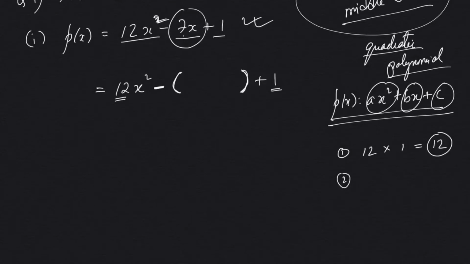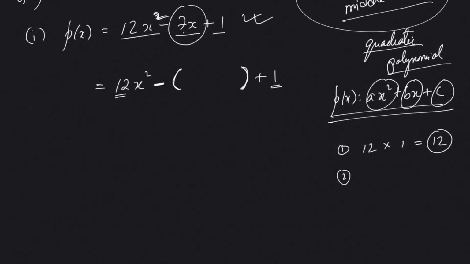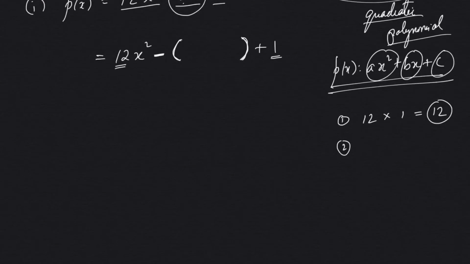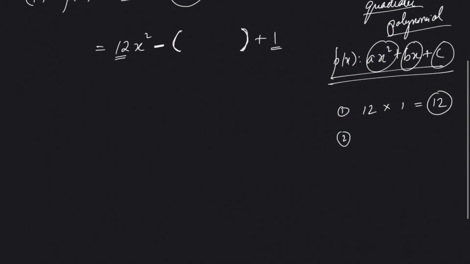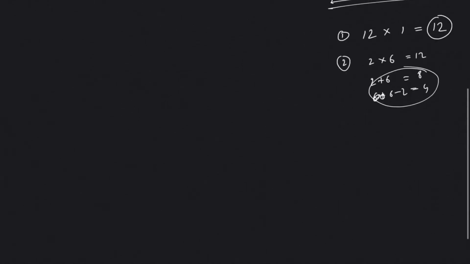I would advise students to follow this method. In that case, negative values should not be a problem. I have seen that some students do it directly, but they sometimes commit mistakes. For example, take 12. One of the factor pairs is 2 into 6. 2 sixes are 12, no problem with that. But neither 6 plus 2 is 8, nor 6 minus 2 is 4. We are not going to get 7 in any way.